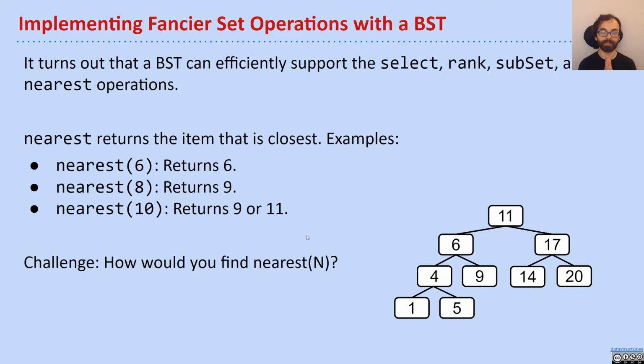So just as a warm-up exercise to get a sense of how a tree structure can efficiently support such operations, I would like you to think about how we would implement nearest in an efficient way. I've given you some example inputs, and here is the binary search tree, the bushy version, that is built upon the set I gave you earlier. So your goal is to figure out an algorithm that would support nearest.